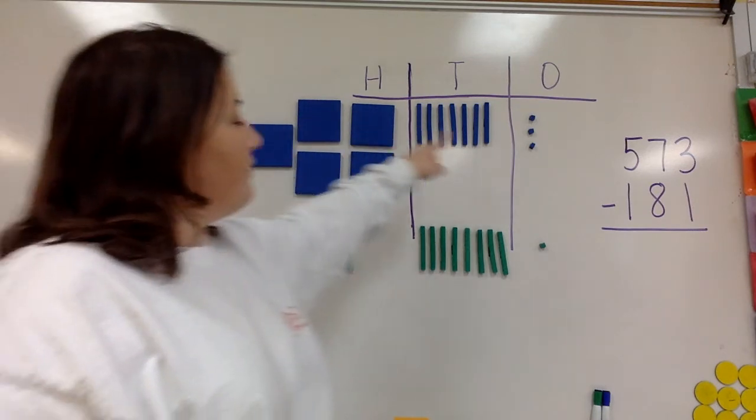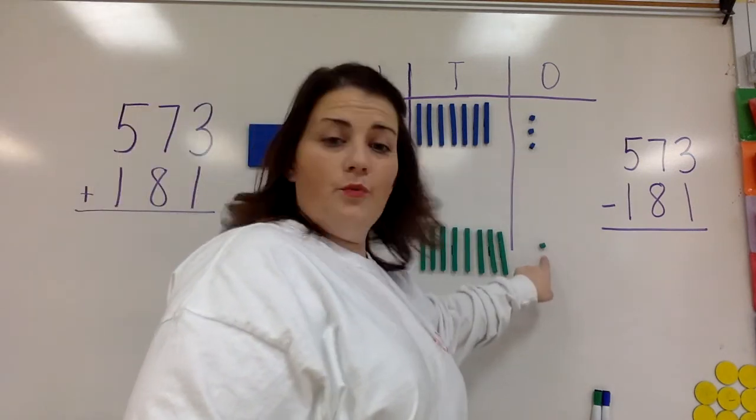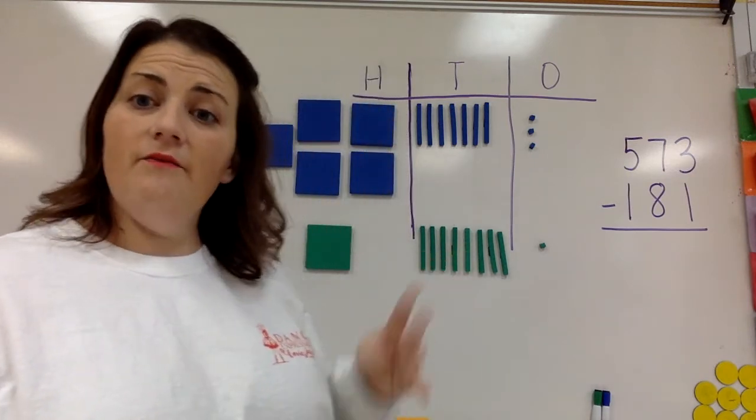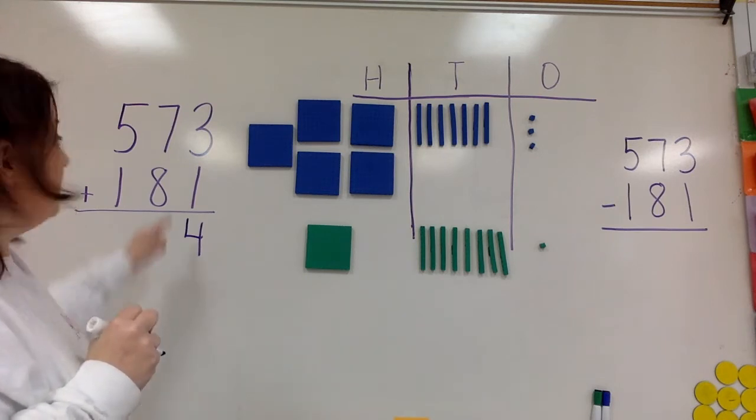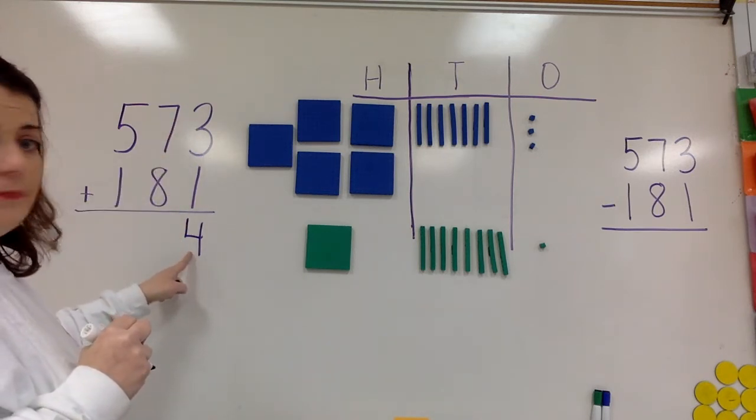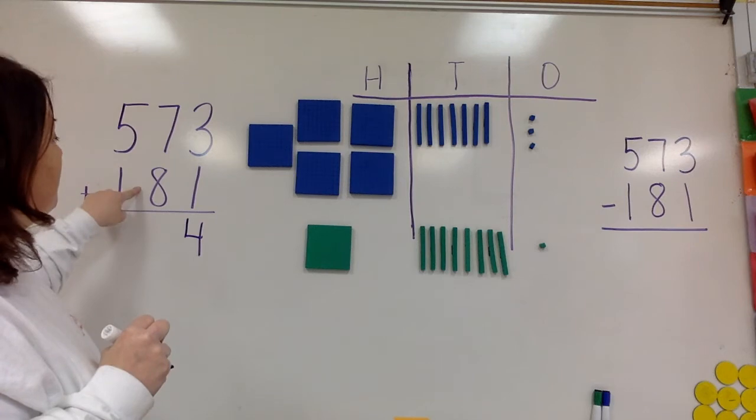3 plus 1. I've got it modeled here. 3 plus 1, that's easy. That is 4. Do we need to regroup? Did we make a new 10? No, we did not. So we can just simply write the 4. Okay, now 7 tens plus 8 tens.